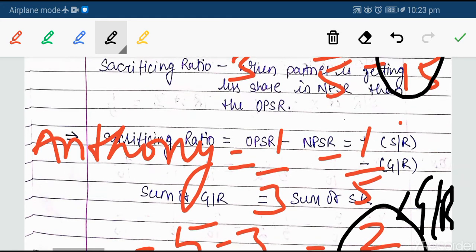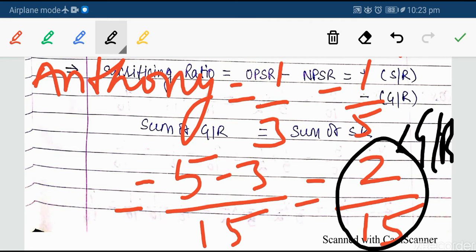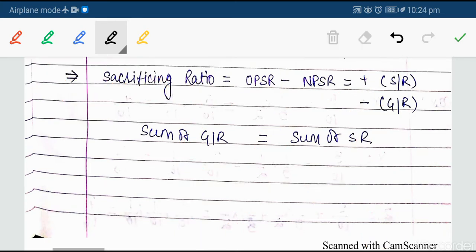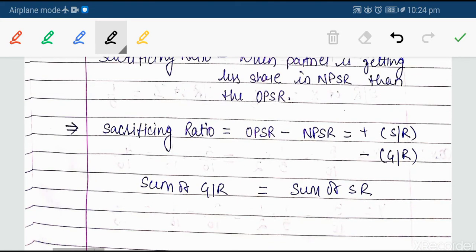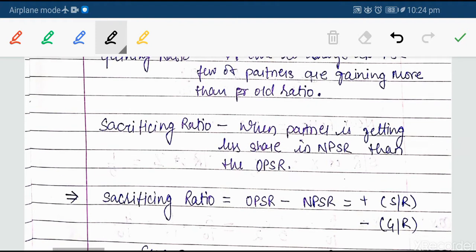So now we have to find out the gaining and the sacrificing ratio, and whether the gaining is equal to sacrificing or not. I hope this calculation is clear to you. I am rubbing all these things clear with the magic. Okay, so it was like that.